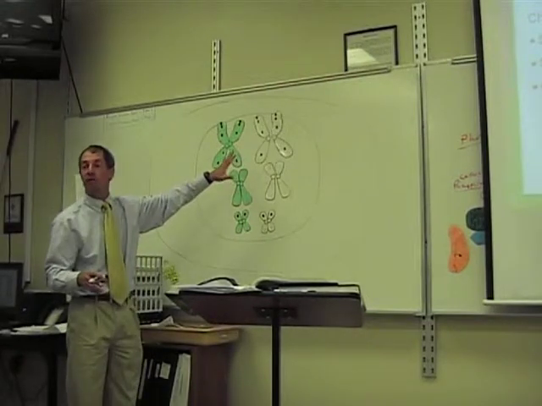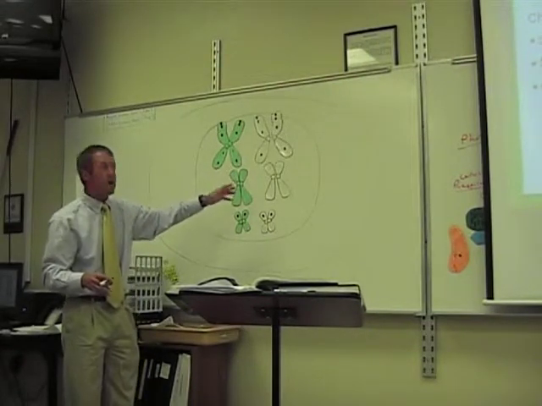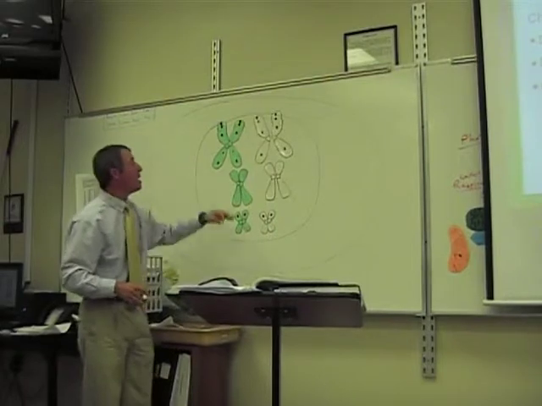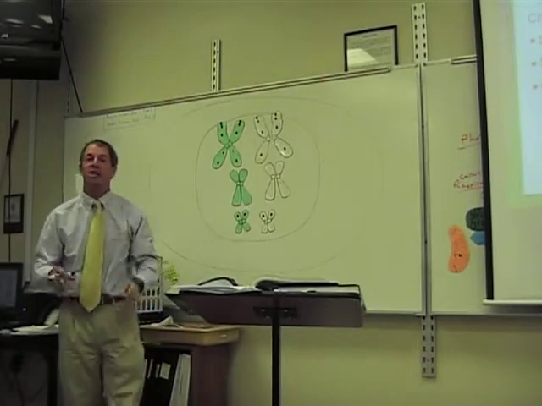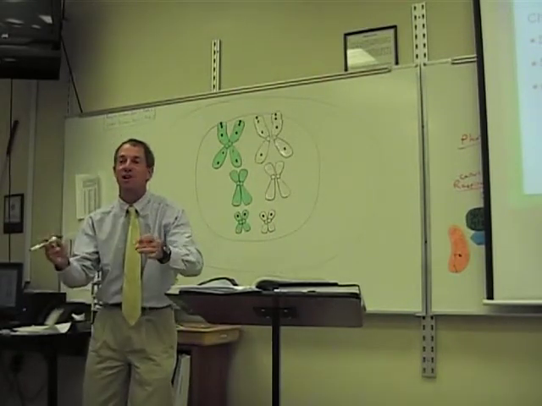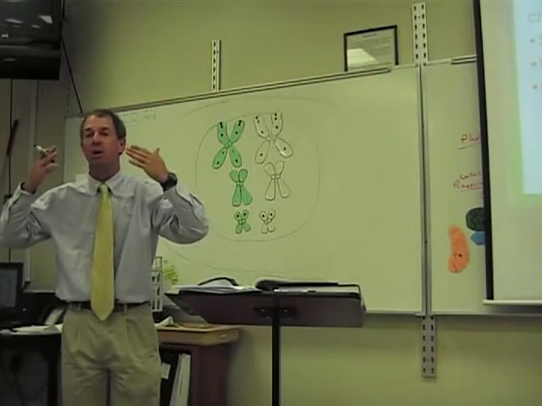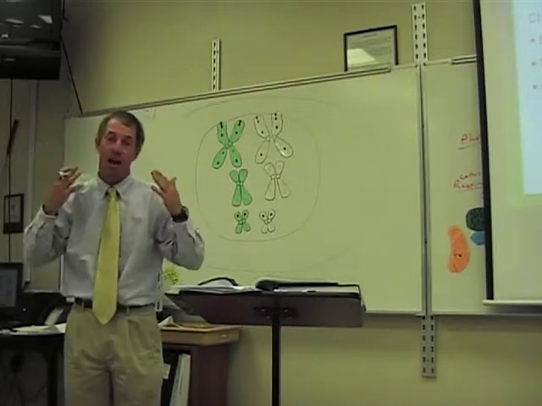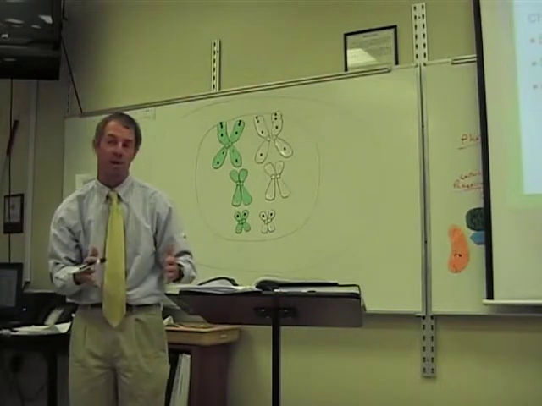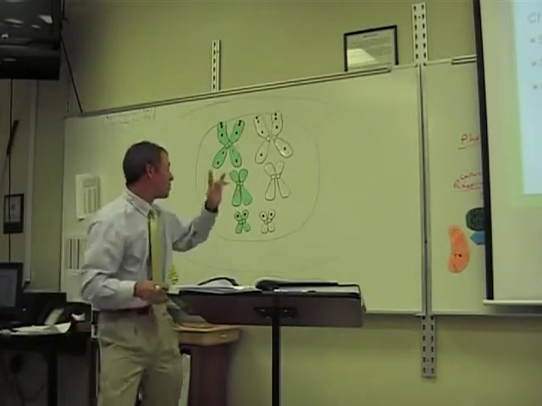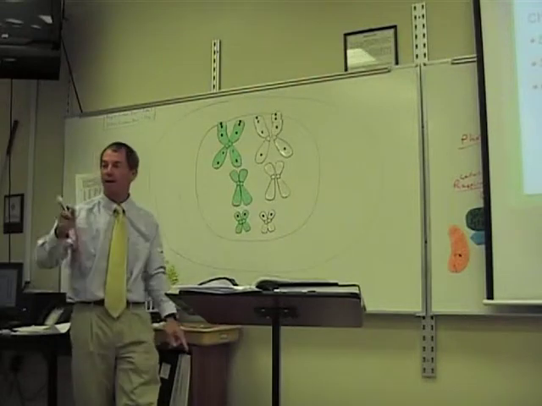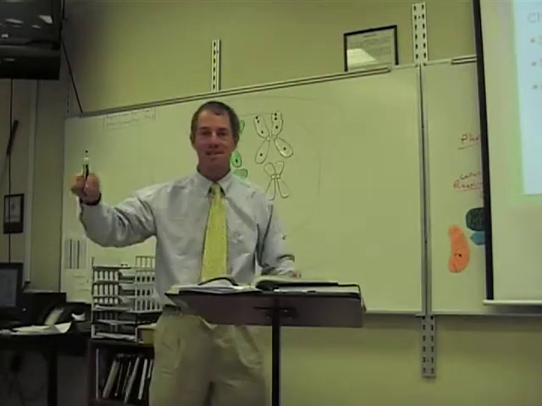On the chromosomes are genes. You get a set of genes from your mom and a set of genes from your dad. So you actually have two genes for each trait. A trait meaning eye color or height or skin color. You have two genes for each trait, not just one. You have two, one from your mom and one from your dad. Other questions?